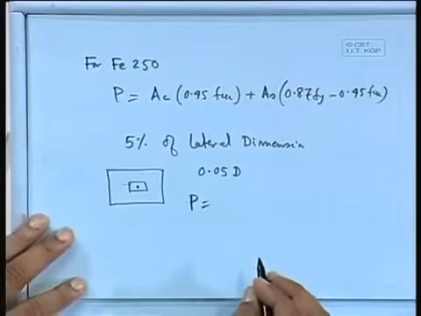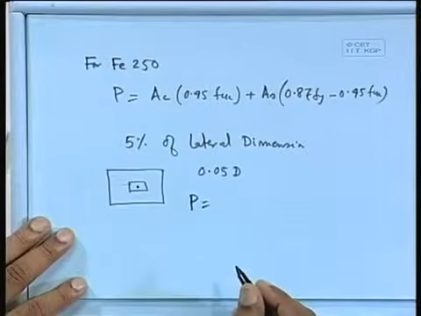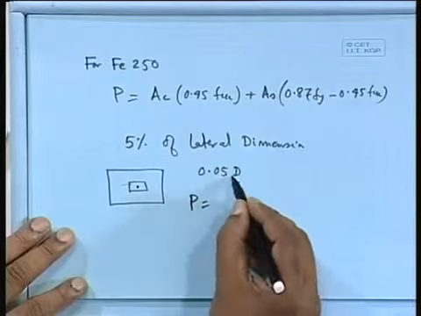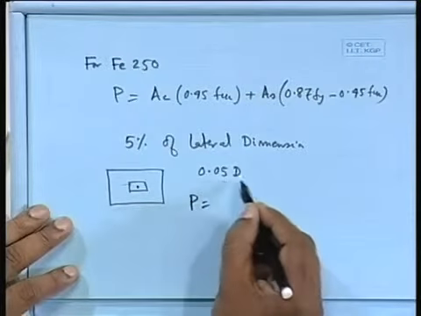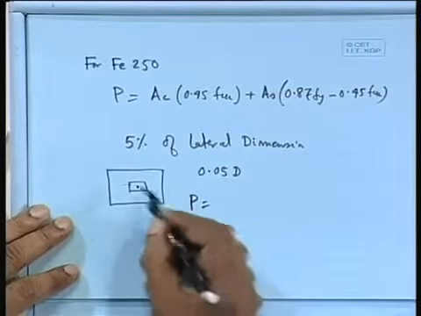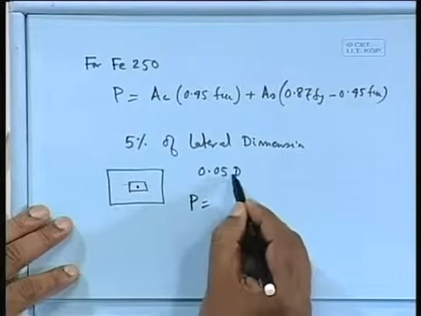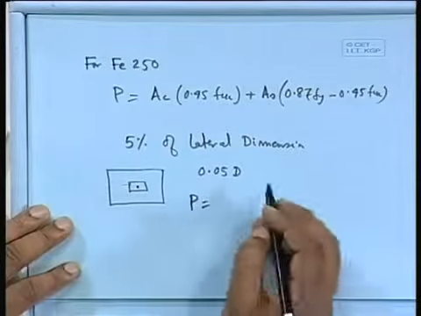So for the transverse side, it's the same limit of 5% of B. Yes, we can go maximum 5%, as our code says. So 5% we can go. That is on this way. Yes, both sides. On the other side also you can take 5% that way.